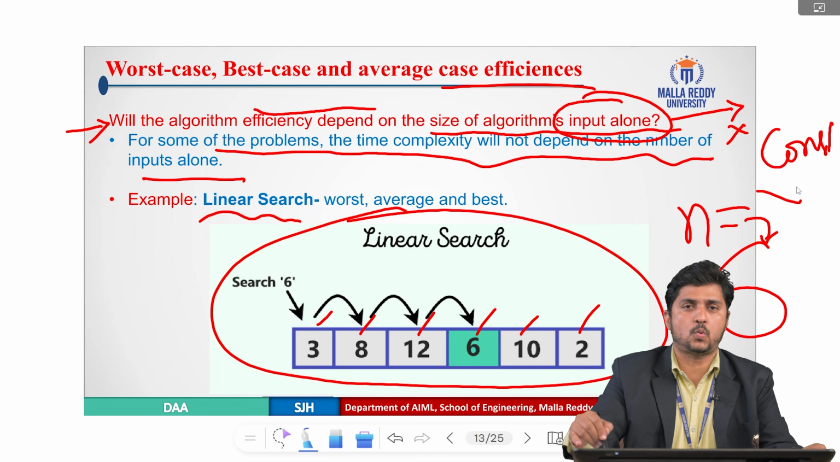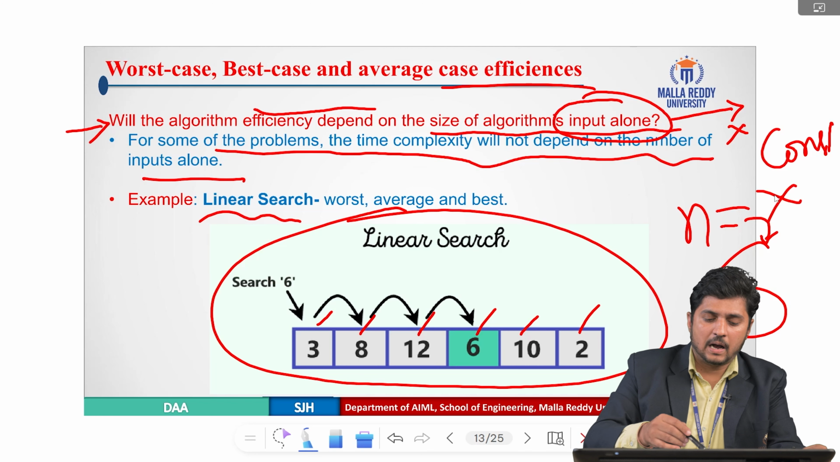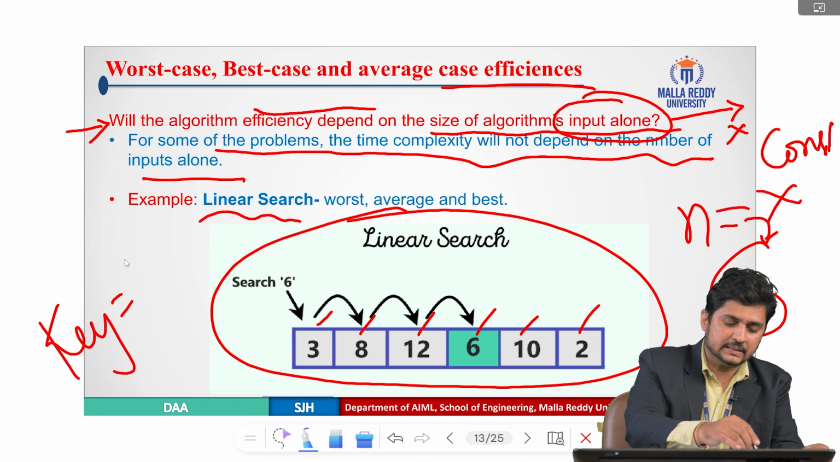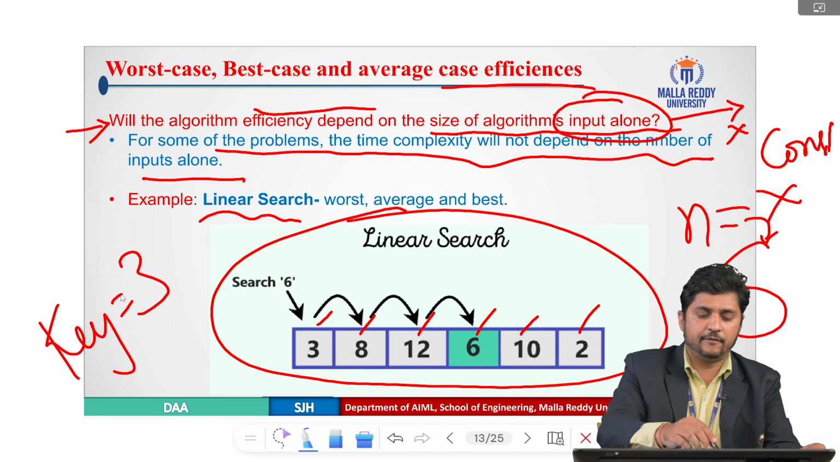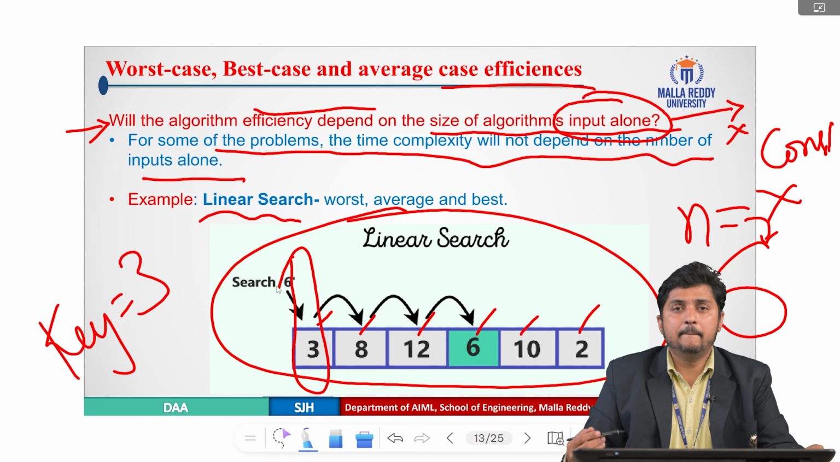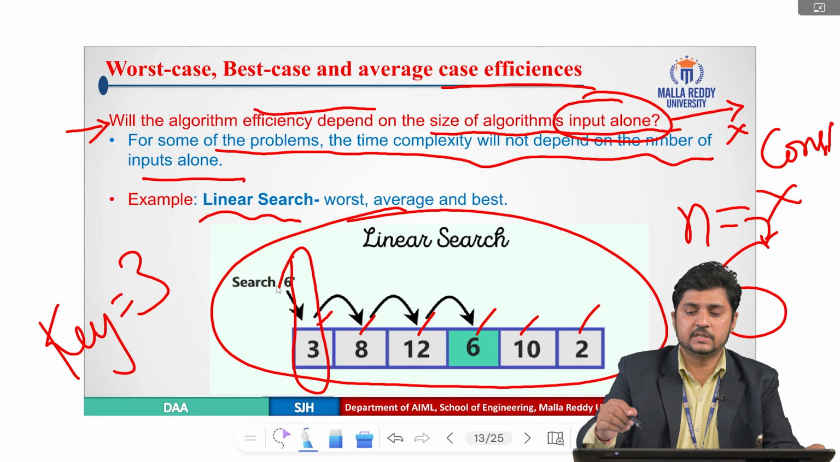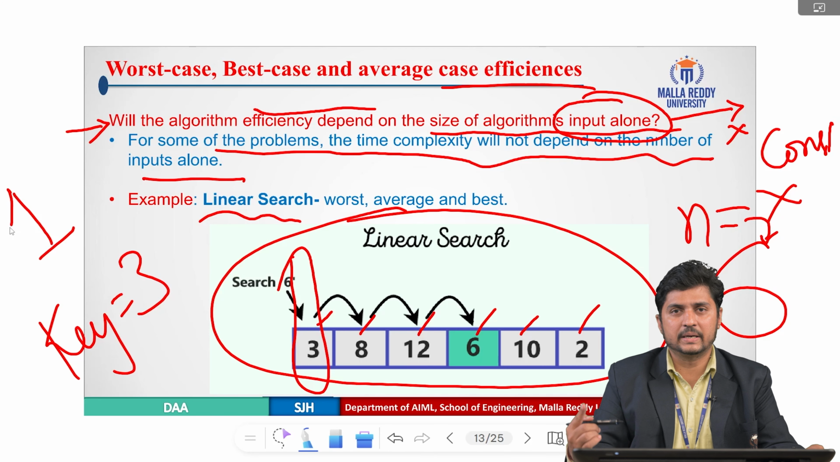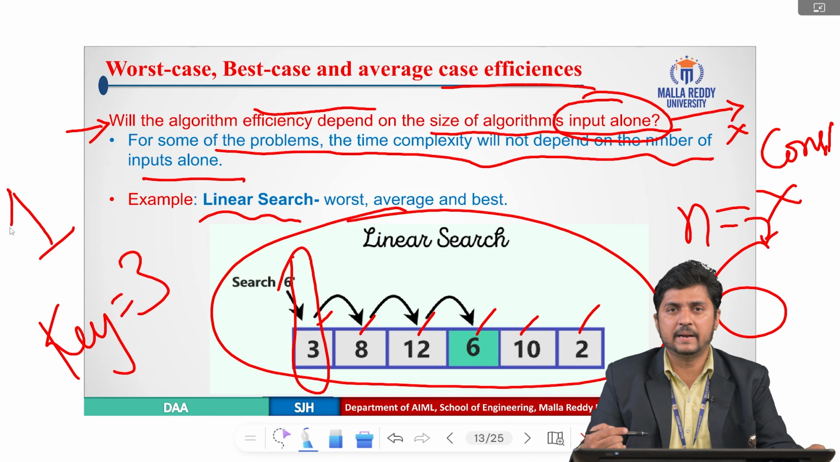But it is not true, because for the same problem, if my key search element is 3, then in the very first attempt we are going to get a match. So the total number of comparisons done here is only 1. How many comparisons have we done? Only 1 comparison. In the very first attempt we get a match.